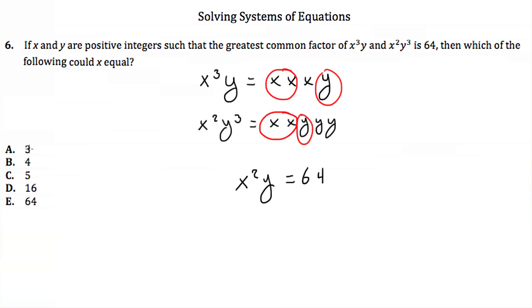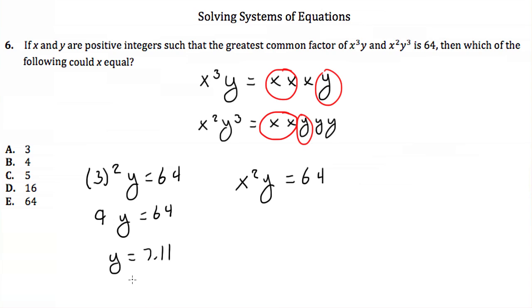Here A is 3. If x is 3, then we'll end up with 3 squared times y is equal to 64, or 9y is equal to 64. If we divide both sides by 9, we'll find that y is equal to approximately 7.11. Remember, x and y have to be positive integers, and 7.11 is not an integer. So A is wrong.